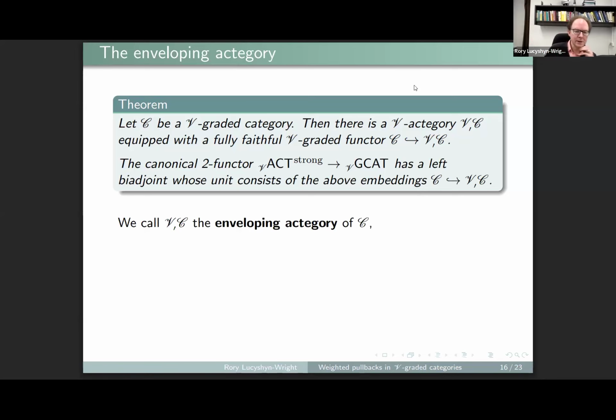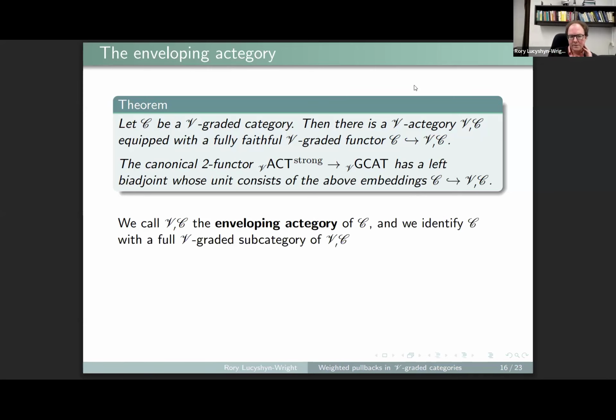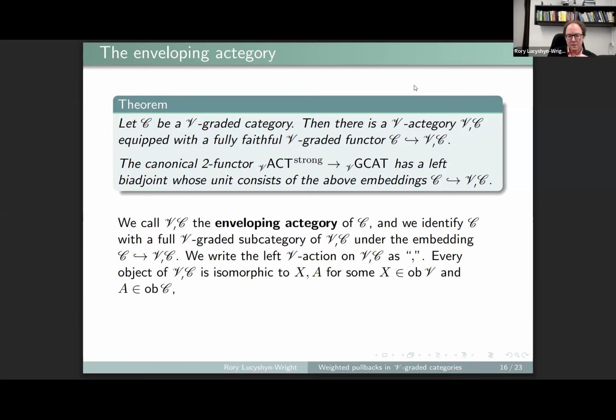So we introduce terminology. We call V comma C the enveloping actegory of C, and we identify C with a full V-graded subcategory of its enveloping actegory under this embedding, of course. And we now start to write the left V action on this larger V-actegory as a comma, because then every object of V comma C is isomorphic to X comma A for some object X of V and some object A of C.